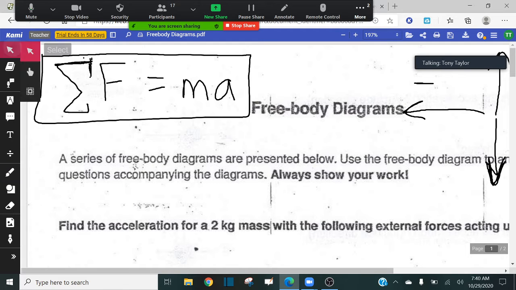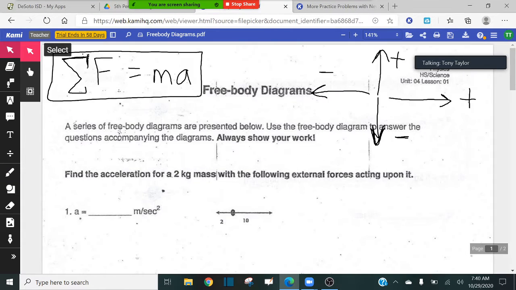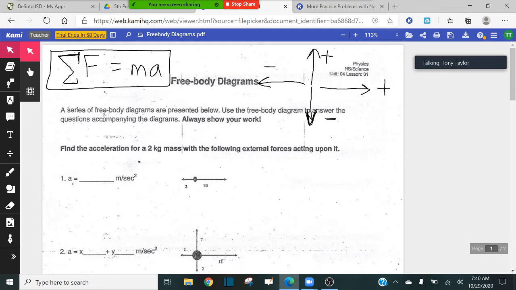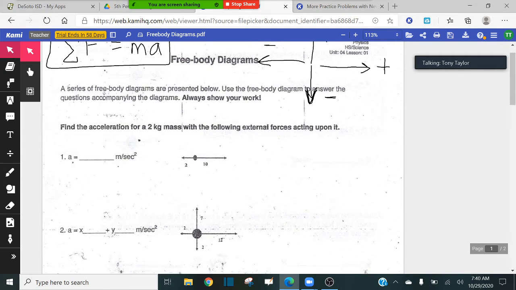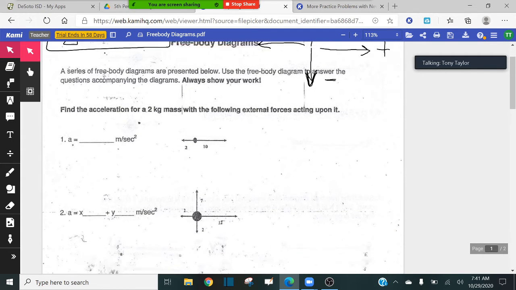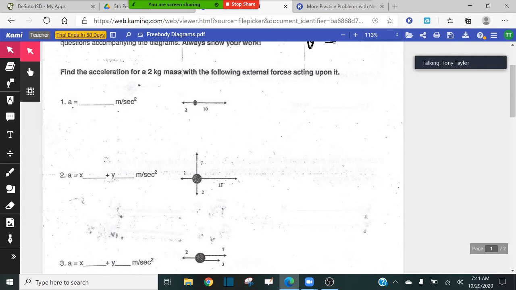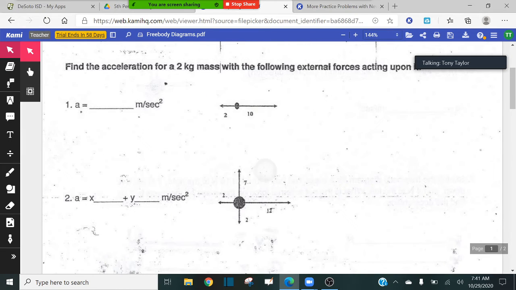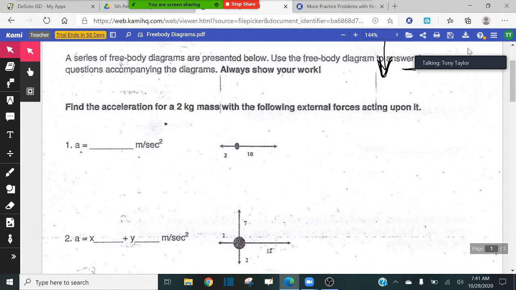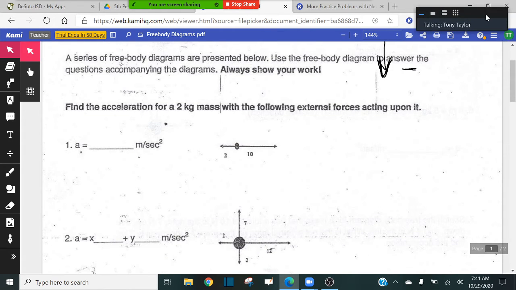So now that we have Newton's second law down, let's begin working out some problems here. So look at number 1. Number 1 says find the acceleration of a 2 kilogram mass with the following external forces acting upon it. Well, you know what, guys? This 2 kilogram mass applies to number 1, number 2, and number 3. Each of these masses are 2 kilograms.